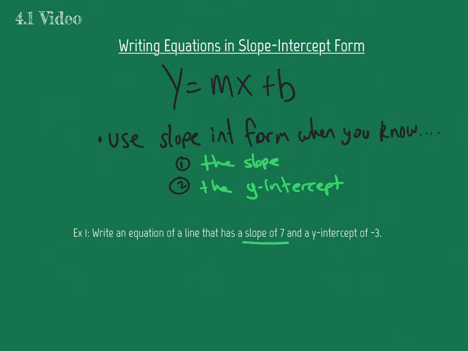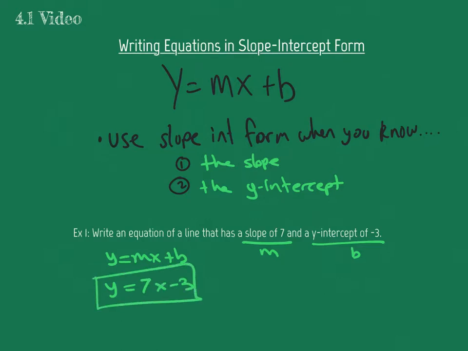Example 1 below here: write an equation of a line that has a slope of 7, that's m, and a y-intercept of -3, that's b. So this equation is going to be pretty easy. I'm just going to take y equals mx plus b form, and I'm going to sub in m and b. y equals 7x minus 3. And that's my answer. Pretty easy.